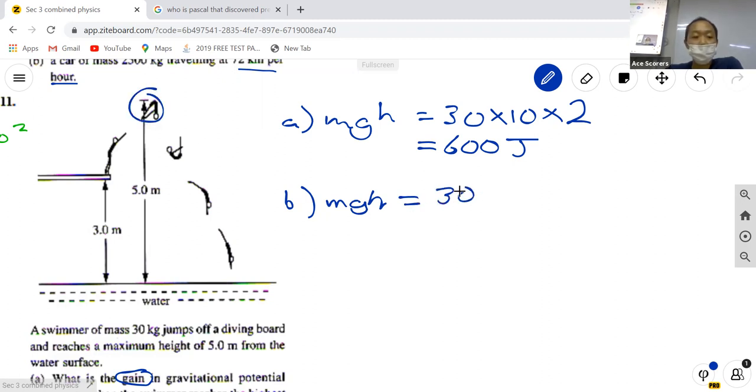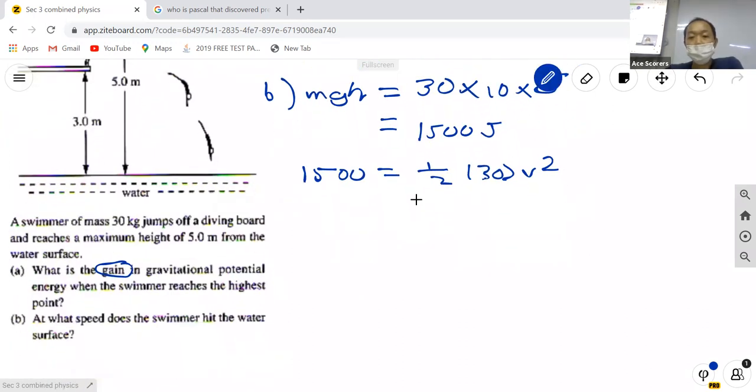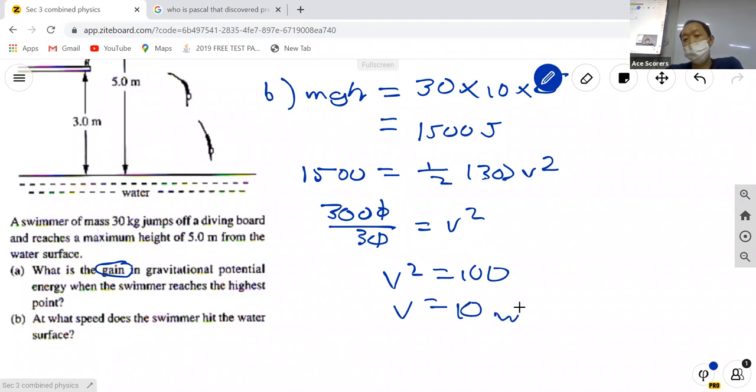All right, so it's 30 times 10 times 5, which gives me a value of 1,500 joules. So 1,500 equals to half m v squared, m is 30. So this one times 2, so 3000 equals to 30 v squared. So 3000 divided by 30 equals to v squared. So v squared equals to 100. So v equals to 10 meters per second.